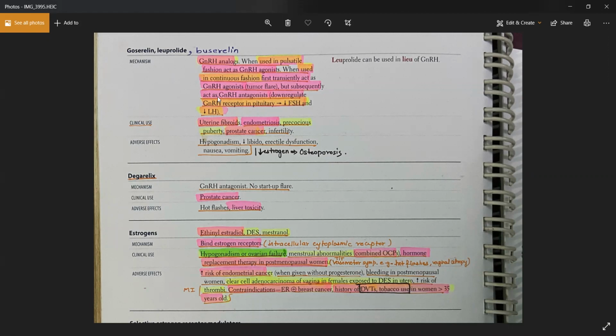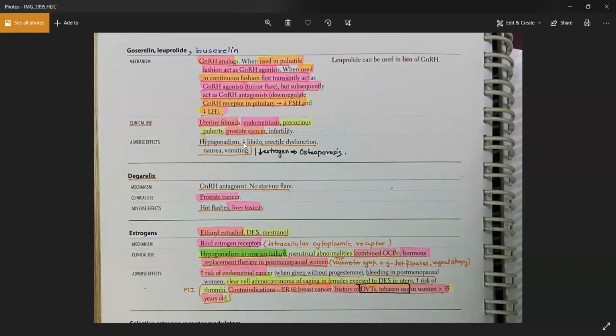So to prevent this acute flare, you will always give this drug with receptor inhibitors like flutamide. So you always give a combination therapy of leuprolide with flutamide to prevent this acute flare. You can use these drugs for fibroids, endometriosis, precocious puberty, prostate cancers, and infertility. Adverse effects: they can cause hypogonadism, of course, because they are suppressing LH and FSH.